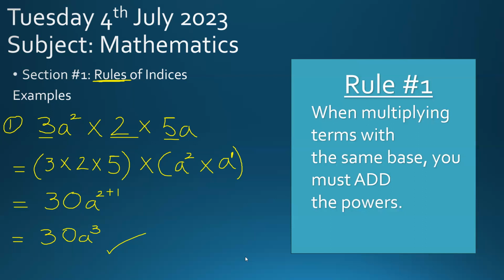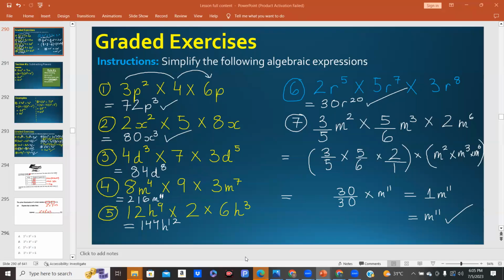And what is the rule? What is rule number 1 that we looked at last class? When you multiply terms with the same base, you must add the powers. You must add the powers. Very good. So let's look at the second rule that we learned yesterday.